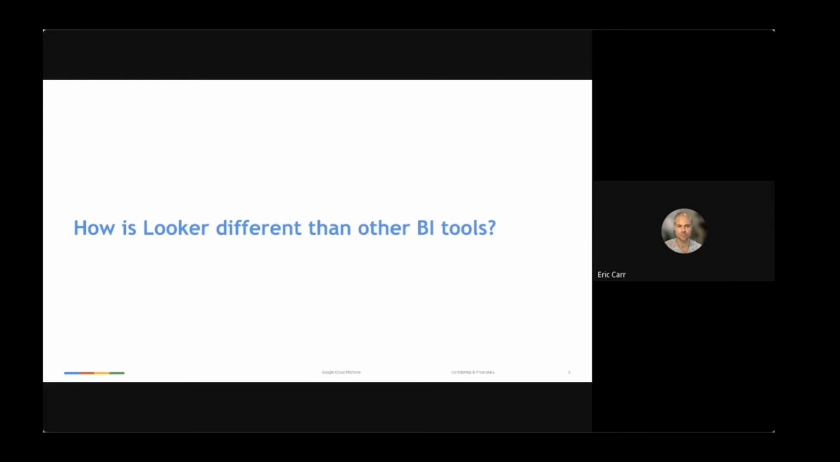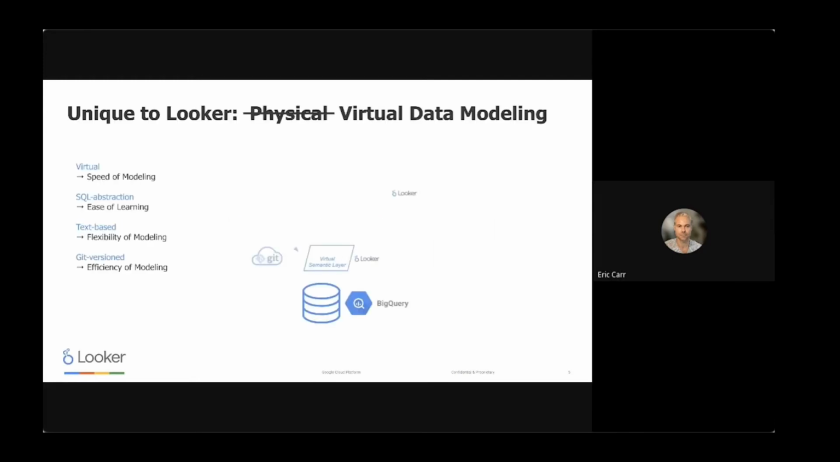How is Looker different than other BI tools? Let's recap. Looker provides a virtual data model. So what's great about virtual? Well, it means that your physical database can be accessed in a variety of different ways. That virtual semantic layer allows you to apply business rules on top of a physical structure, no matter what that structure looks like. This allows us to speed up our modeling.